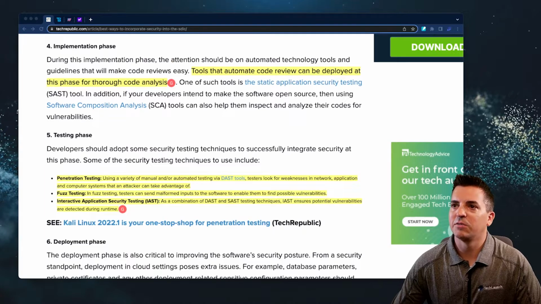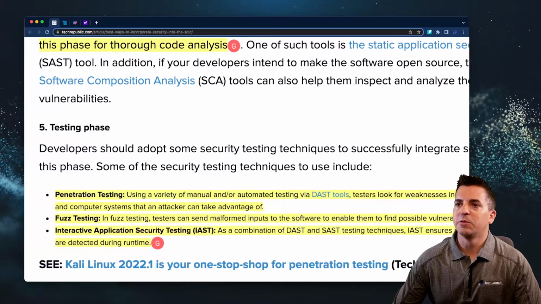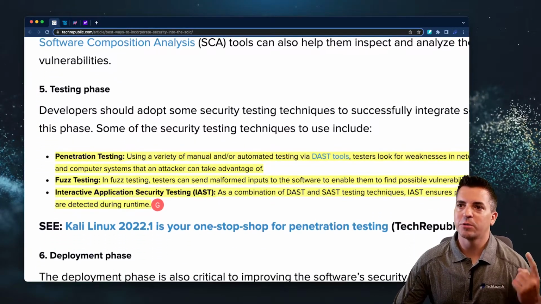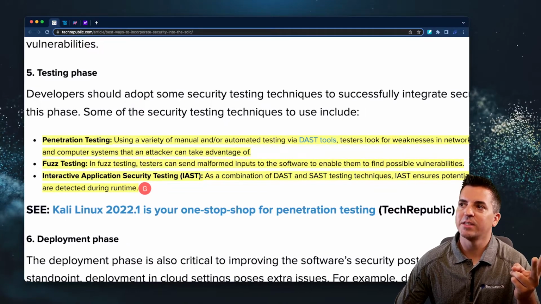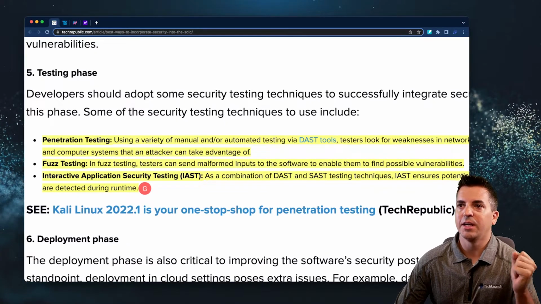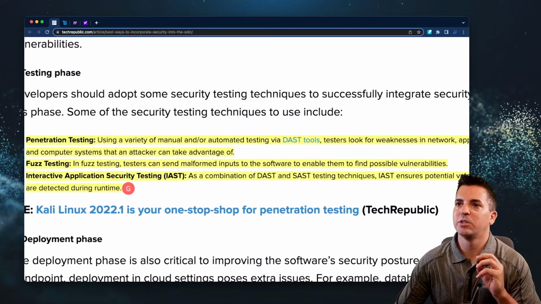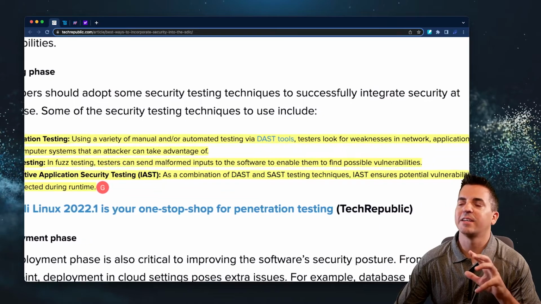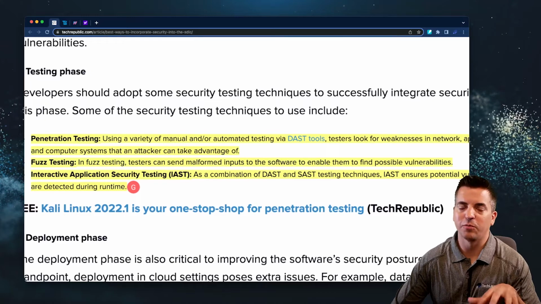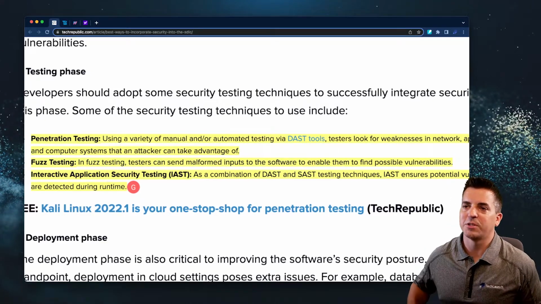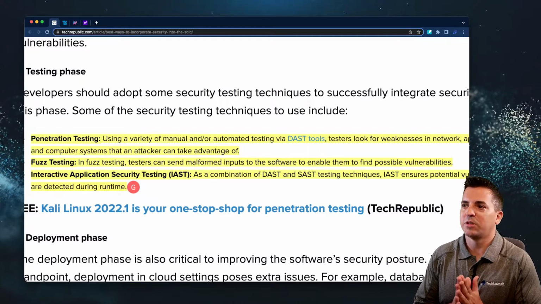So you can see here, if you zoom in, let me do that. Some of these different tools during the testing phase would include, of course, pen testing and fuzz testing. So you're putting in bad data essentially to see if there are vulnerabilities, and interactive application security testing. This is a combination of DAST and SAST testing techniques, and it basically ensures that potential vulnerabilities are detected during runtime. So you're actually running your application and testing like crazy with different approaches.